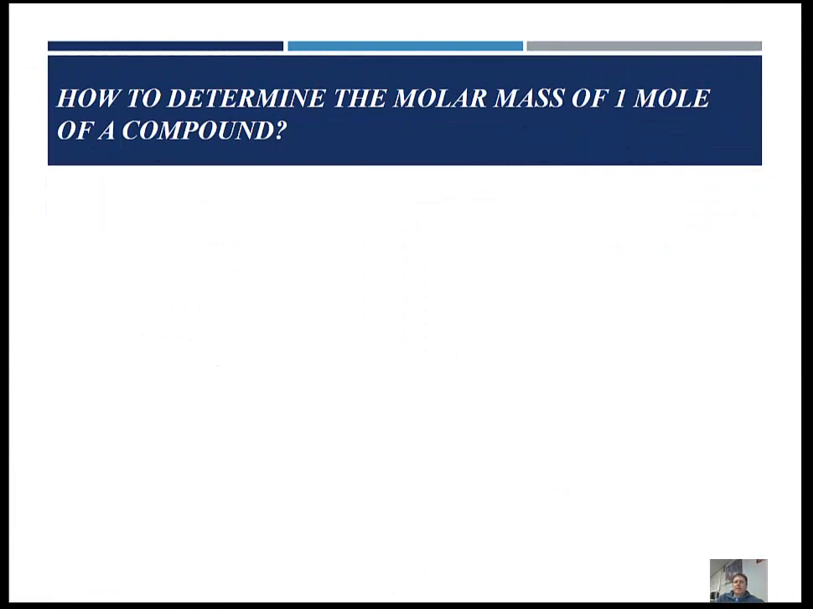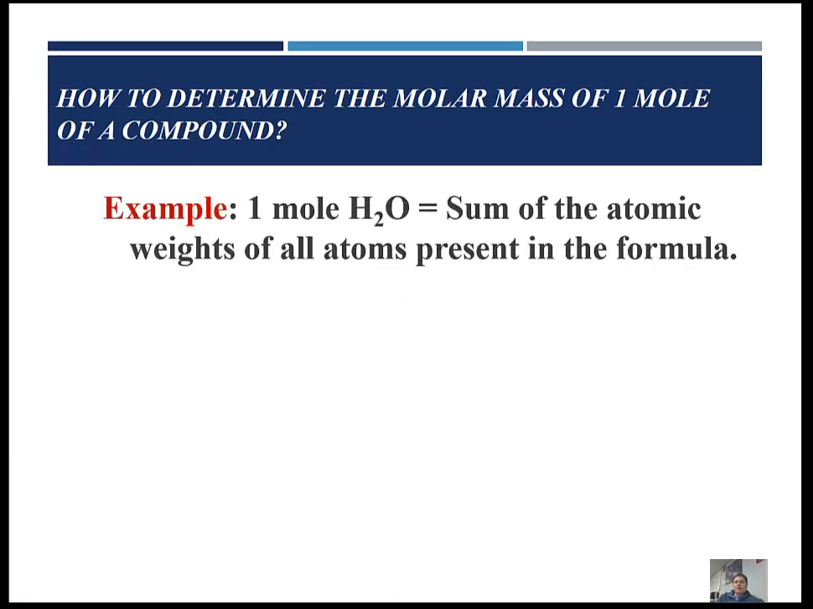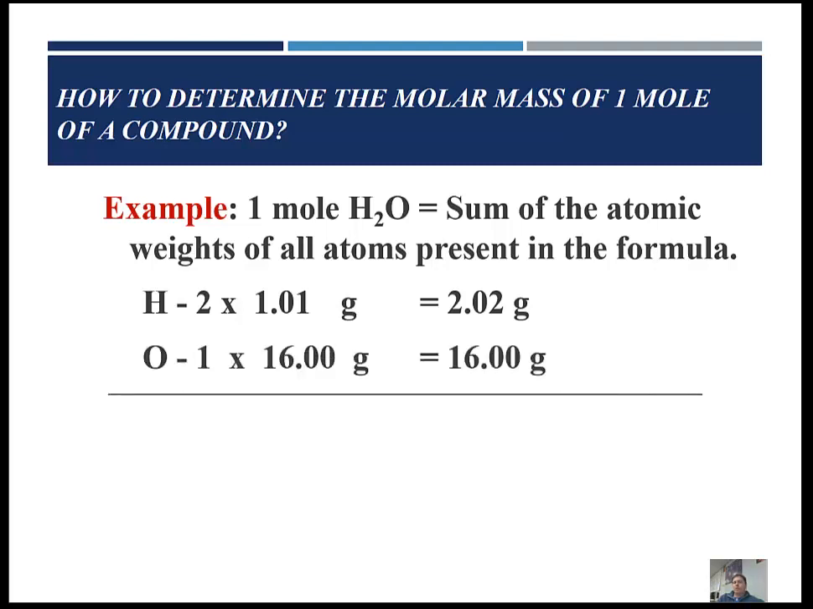Okay, so let's talk about how we determine the molar mass of 1 mole of a compound. It's really simple. For example, if we want 1 mole of water, the molar mass is the sum of the atomic weights of all atoms present in the formula. So we know that we have 2 moles of hydrogen, and 1 mole weighs 1.01 grams, and then we have 1 mole of oxygen. Oxygen weighs 16.0 grams. We add those together and we get the molar mass of water, which is 18.02, and here's the important part, grams per mole. This means in 1 mole, we're going to have 18.02 grams of water. So pretty simple, kind of like we did with formula mass earlier.